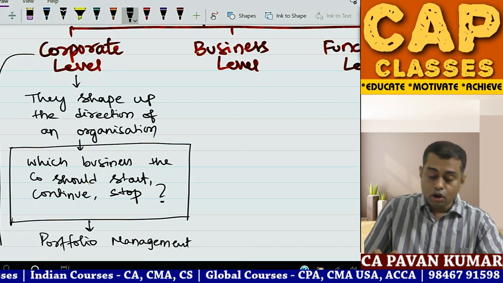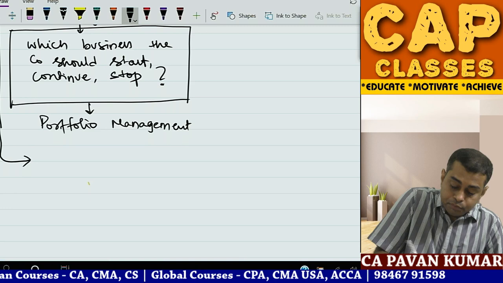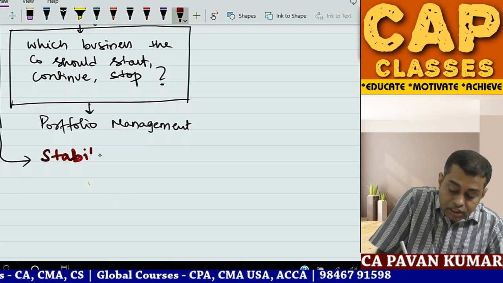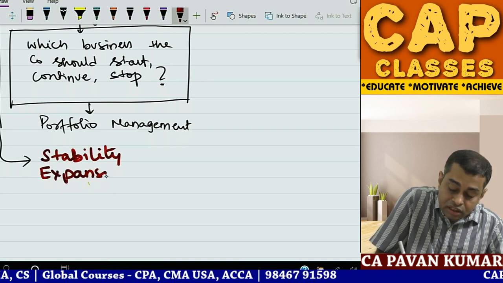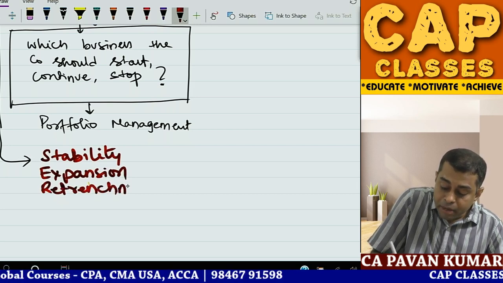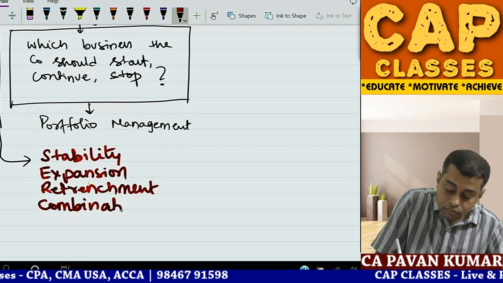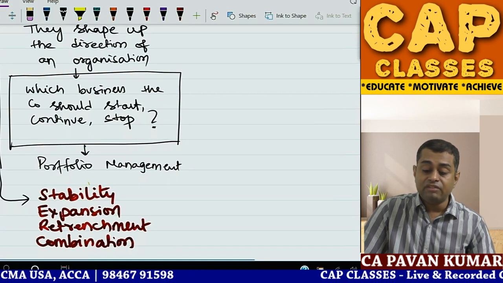Link it here. Corporate level strategies. There are 4. One is stability strategy. Second one is expansion strategy. Third one is retrenchment strategy. Fourth one is combination strategy. Okay, this is about your first level.